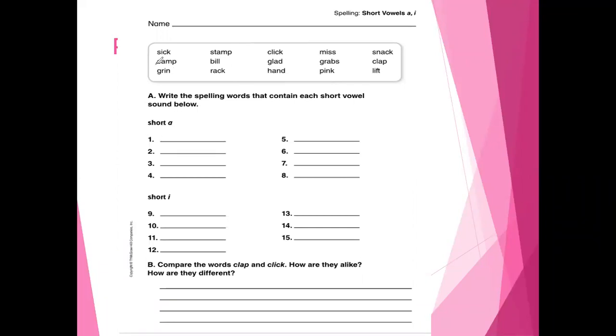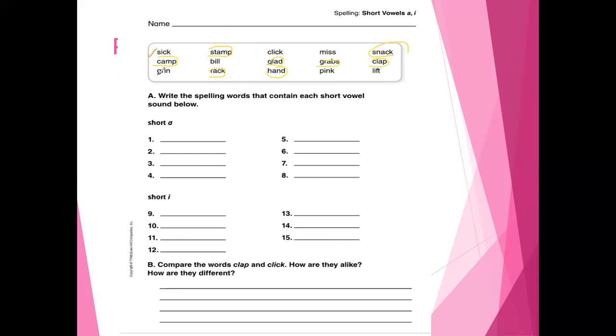Short A, which words have short A? Camp, stamp, rack, glad, hand. What else? Grabs, snack, and clap. Which words have short I? All the rest, they have short I.